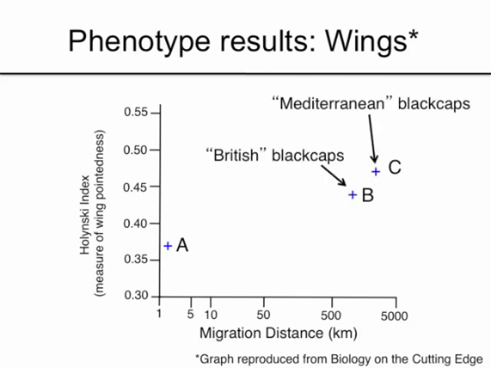And it turns out that B was the British blackcaps, C was the Mediterranean blackcaps, and group A was a non-migratory population. So there are birds that do not migrate in the winter. We haven't talked about them, but they do exist. So the pointedness of the wings was different depending on how far the birds migrated.